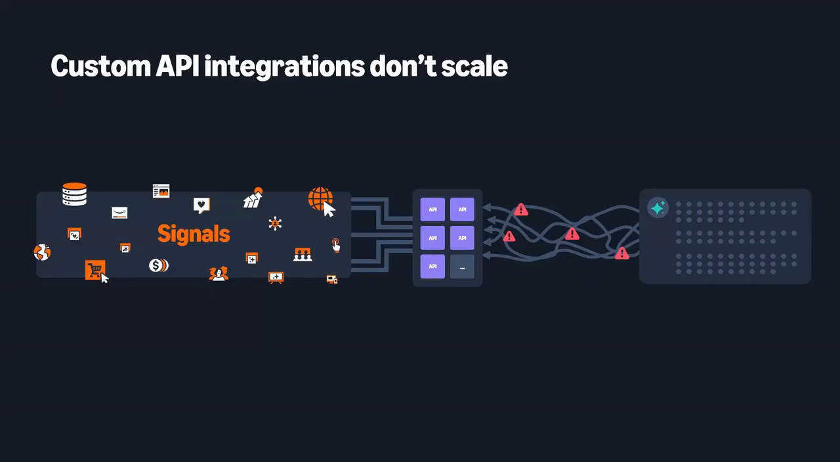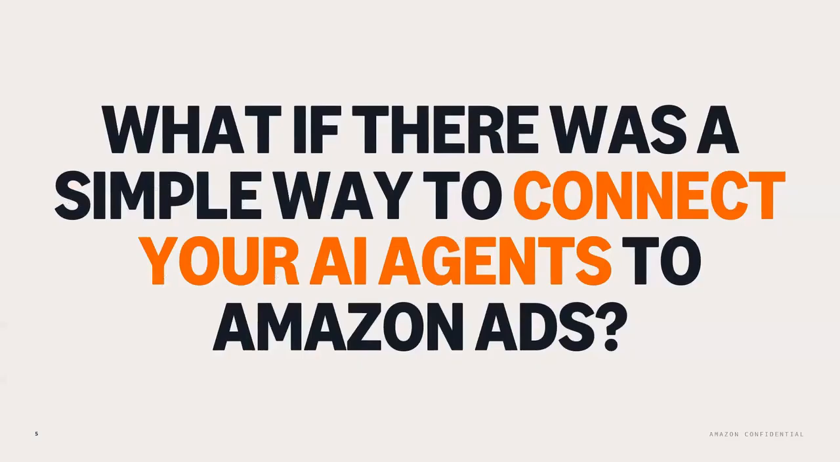Every endpoint requires its own mapping and logic. It doesn't scale in maintenance. Every time we release a new feature or update an API, you need to update your integration, and it doesn't scale in time to value. The more endpoints you need, the longer it takes before your agent can actually do something. So we ask ourselves, what if there was a simple way to connect your AI agents to Amazon Ads?